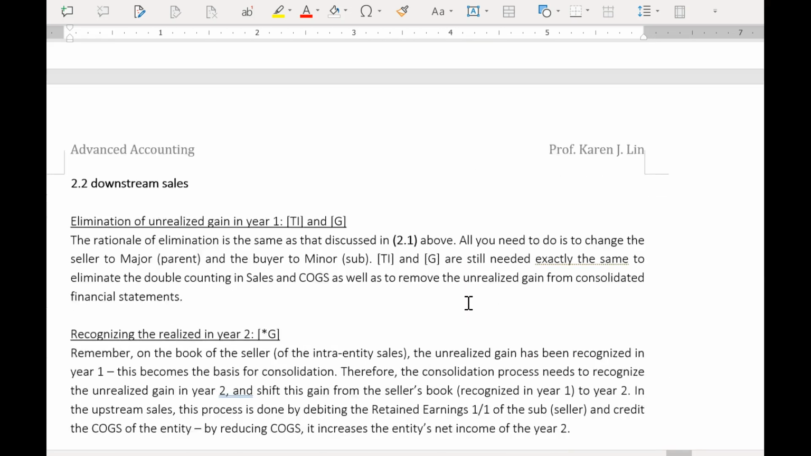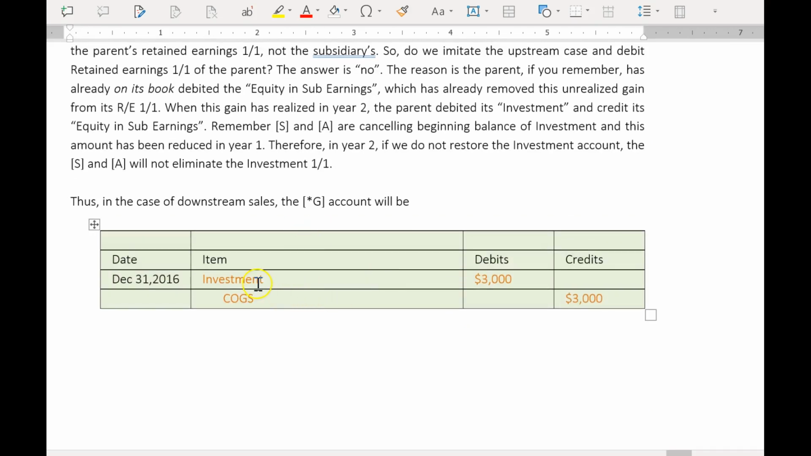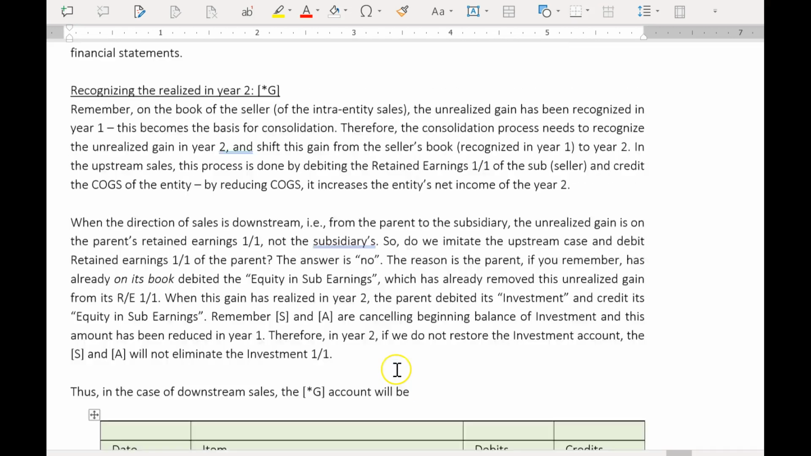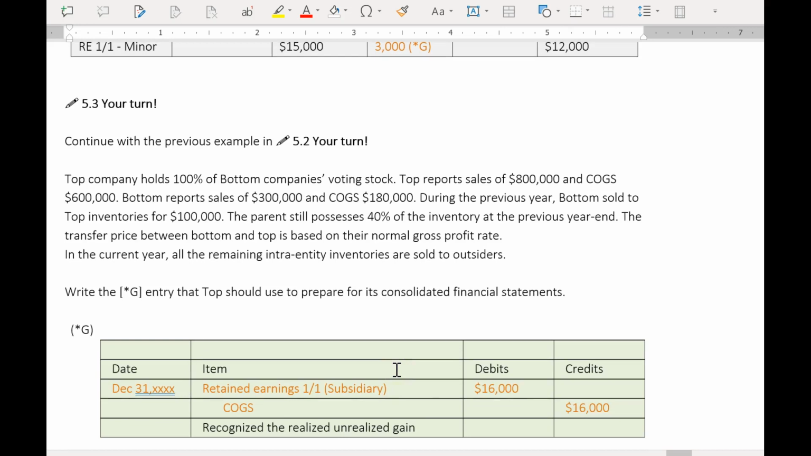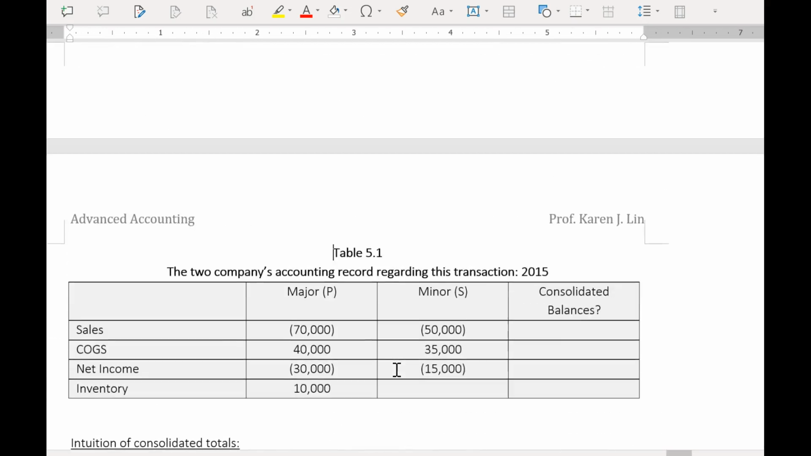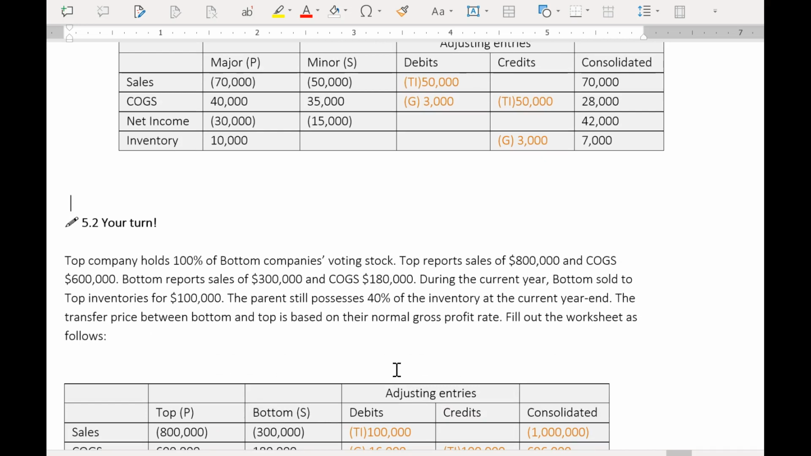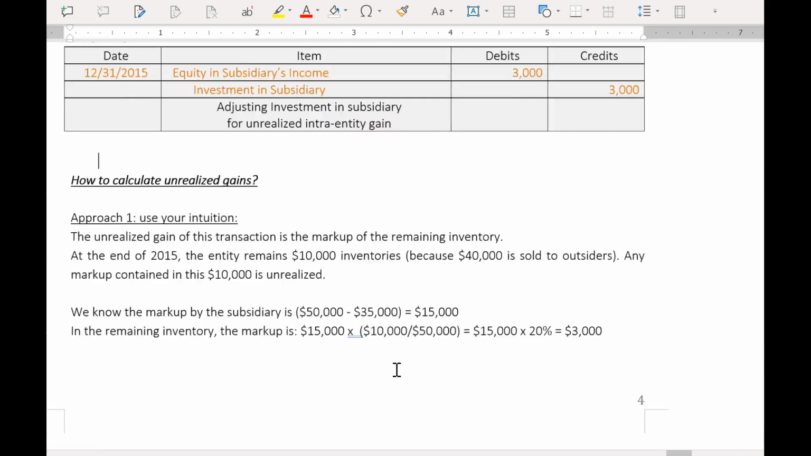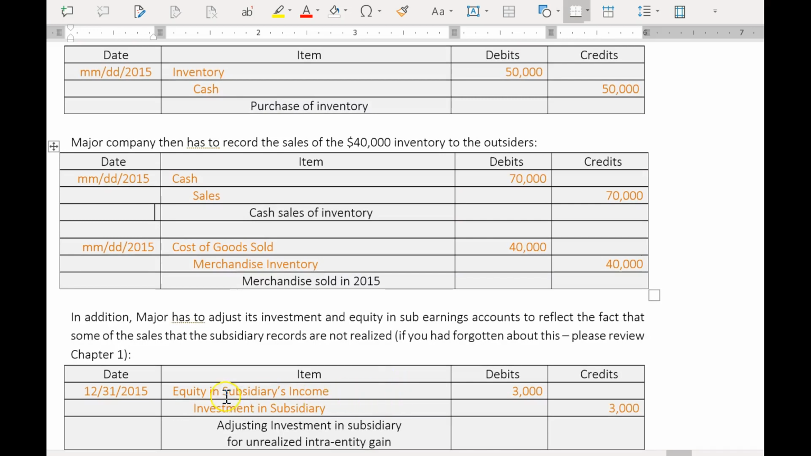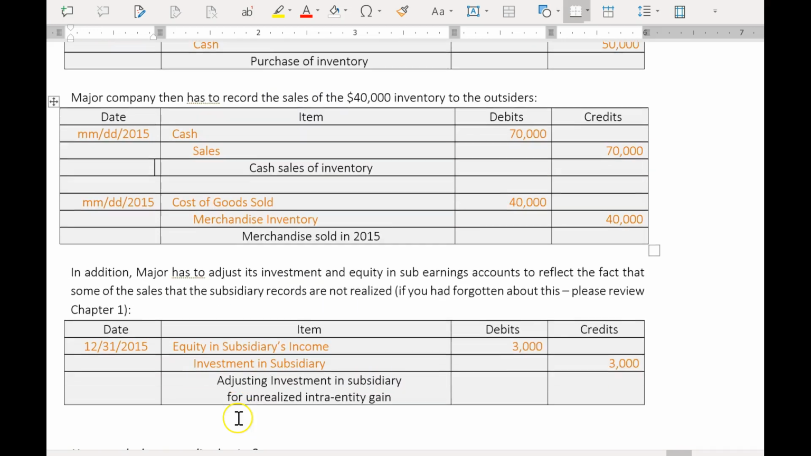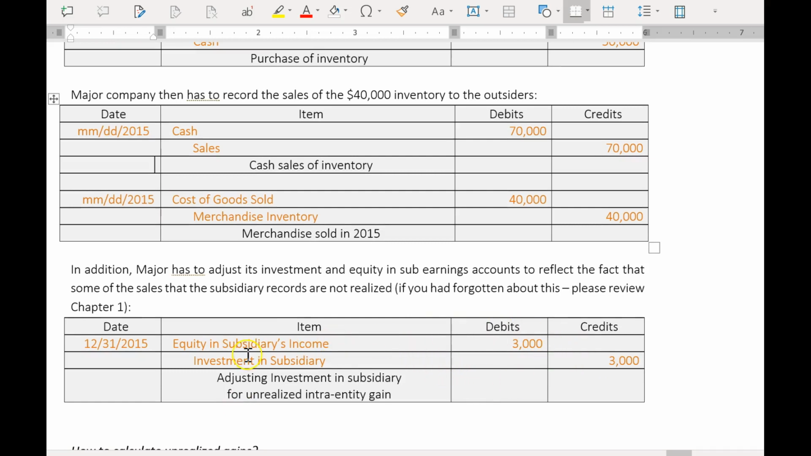Now notice that if it's a downstream sale, your G star entry should debit the investment account rather than retained earnings at the beginning of the parent. The reason is that the parent, if you remember our previous entries, even this is true even if it's a downstream, you will see that the parent basically reduces its equity in net income, reduces its investment for 3,000. So which means the parent already adjusts its net income because this is an income statement account. The parent already adjusted its net income, so it's not in the parent's retained earnings at the beginning.